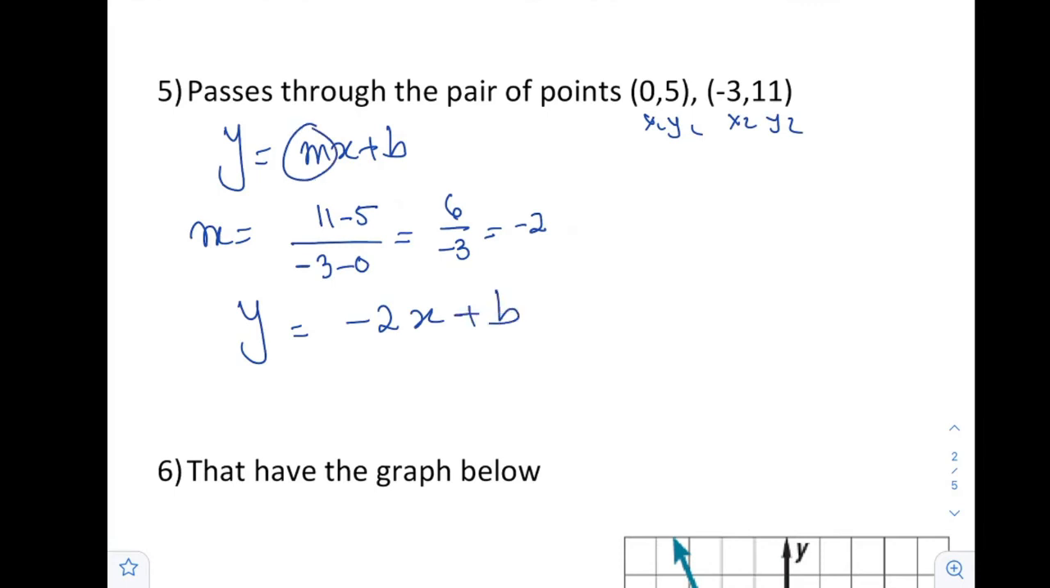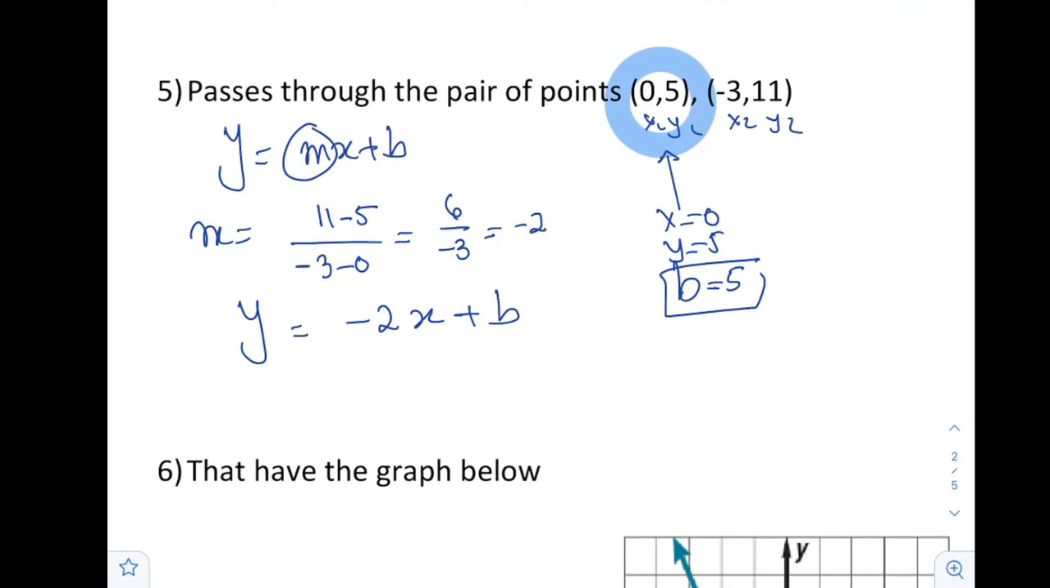Either you use one of the points to replace, or simply you have here 0, 5. 0, 5 means what? If x is 0, y is 5. That means my y-intercept is 5 directly without going through the procedure.